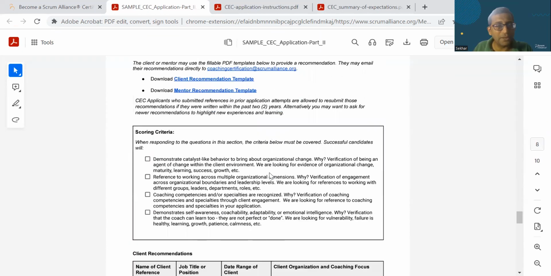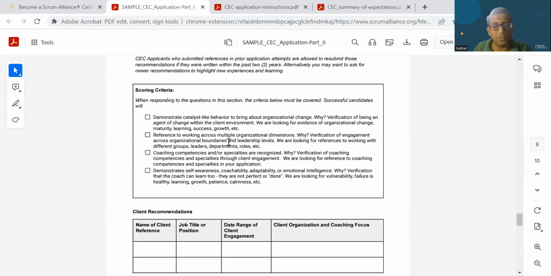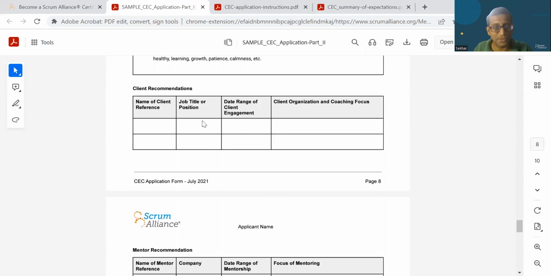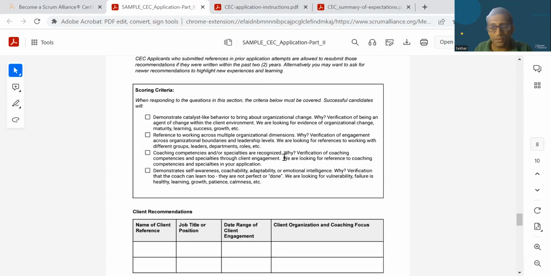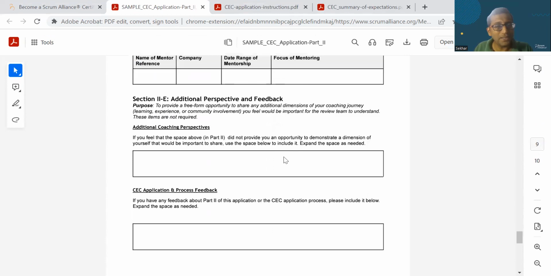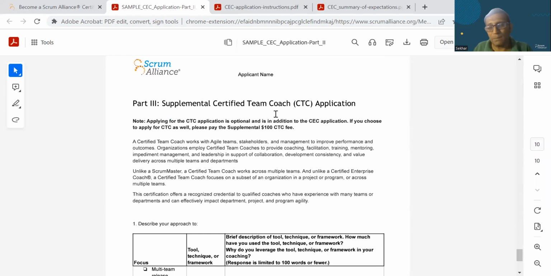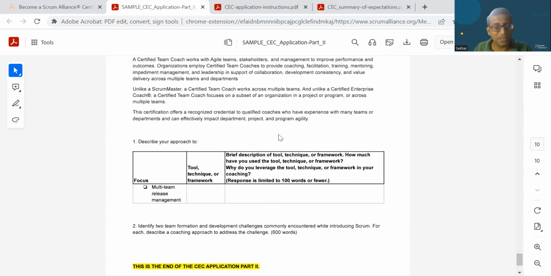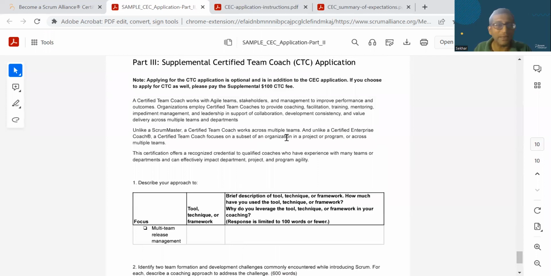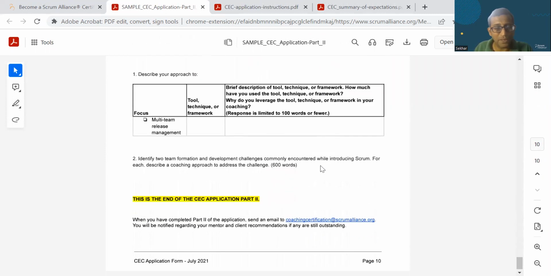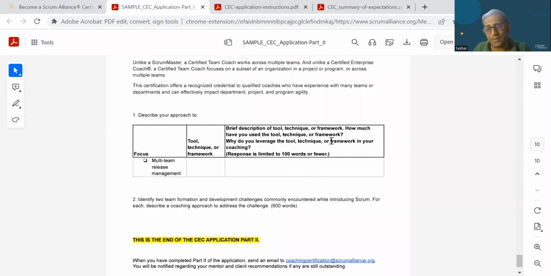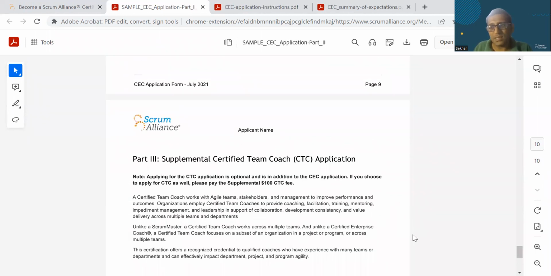And after that, we need your client recommendations. Like what do we usually look for in your client recommendations? That's also something we are looking at. And that is pretty much it. Okay, and if you want to apply for the CTC application as well along with this, you have to answer this supplementary application where you are expected to fill in this information. Okay, so this is precisely what the application is. This is precisely what CEC is all about.